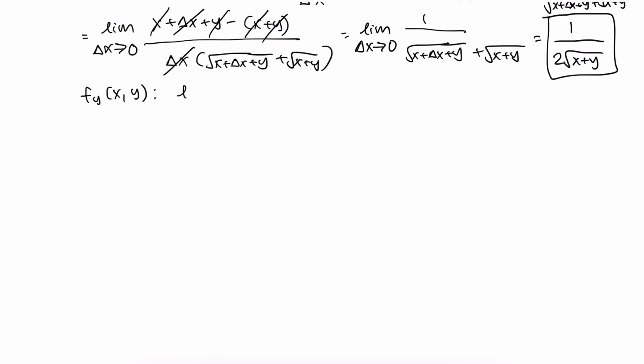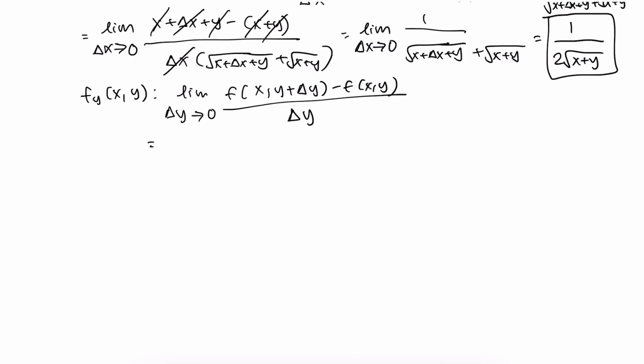And again, the limit definition is exactly the same, except our delta x becomes a delta y because we're taking it with respect to y. So f of x, y plus delta y, minus f of x, y, over delta y. So again, we're just going to plug in what we need. So this becomes root x plus y plus delta y. And then this is the same function over delta y.